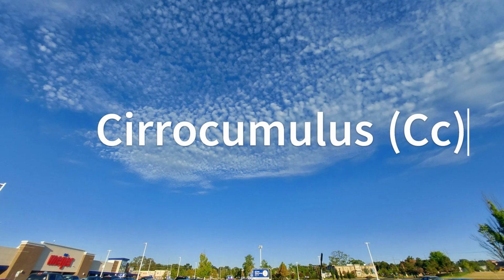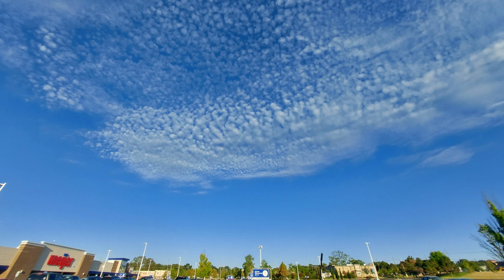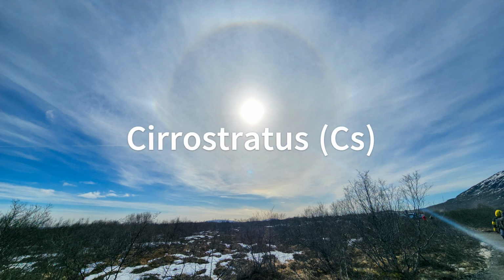Cirrocumulus clouds appear as small white cotton balls, often arranged in rows. Composed of ice crystals, they are short lived, making them rare to see. Next, we have cirrostratus clouds. These are thin ice crystal clouds that cover the sky like a veil, often creating halos around the sun or the moon.